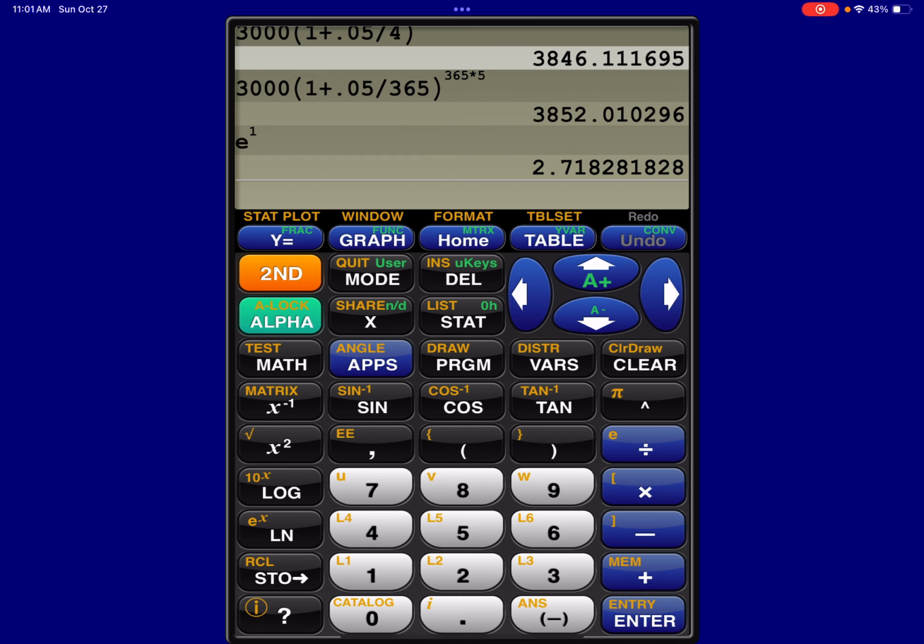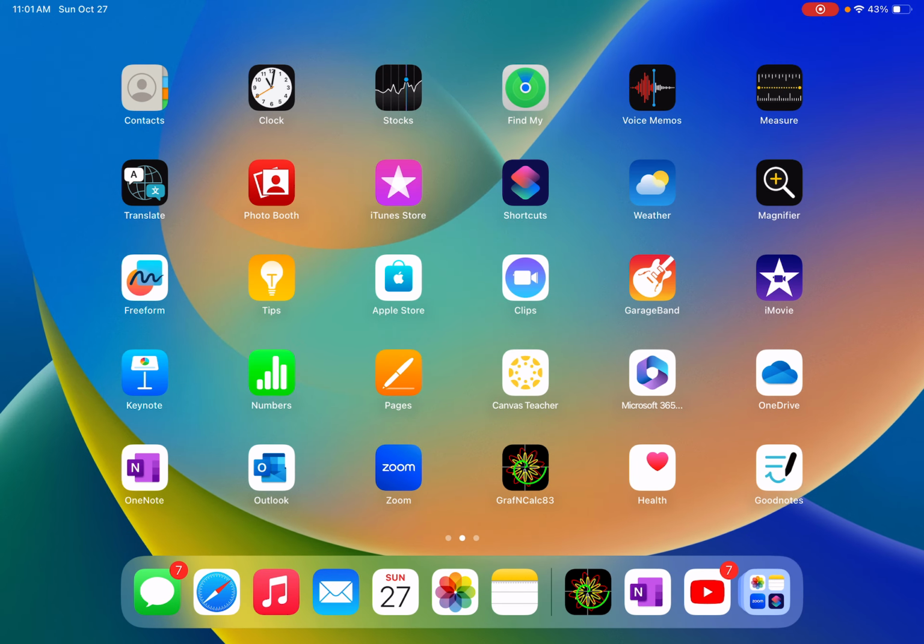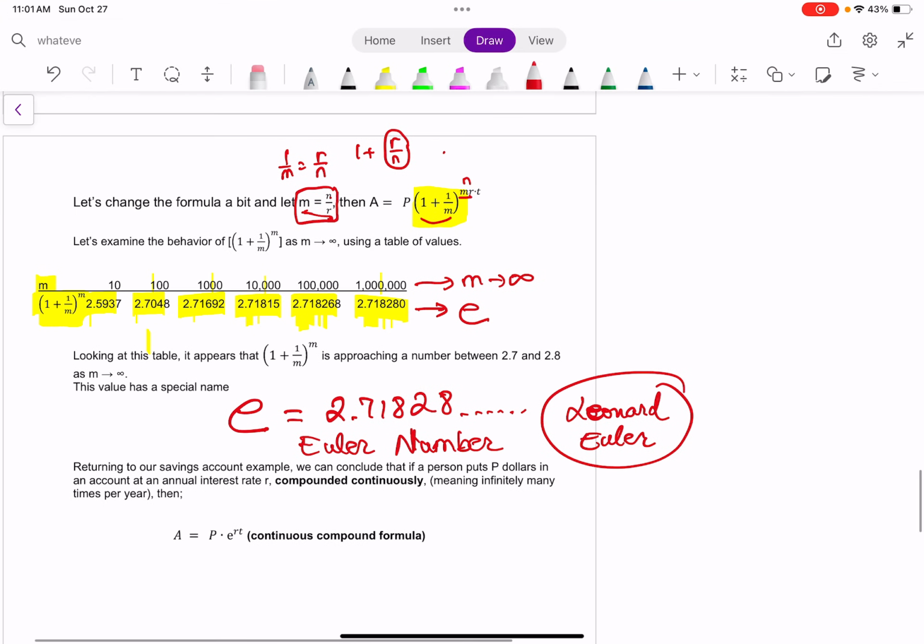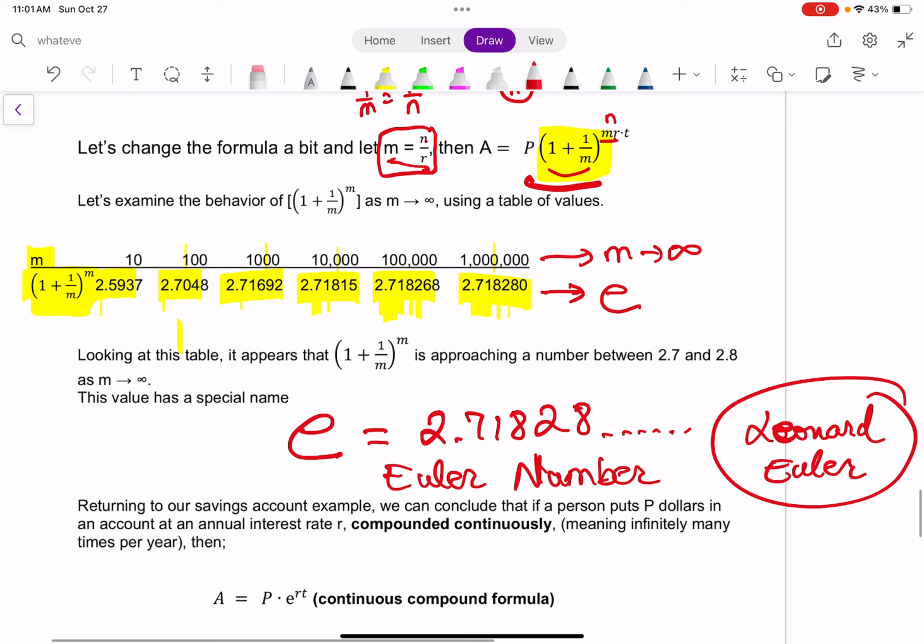So that's E, okay? Now, the way we change our formula is that as n gets infinitely large, that whole piece highlighted in yellow turns into an E, right? This whole thing turns into just the number E to the power of RT, and the P at the front and the A. So I'm replacing the whole 1 plus 1 over m to the power of m with E. Okay, and here's our formula.